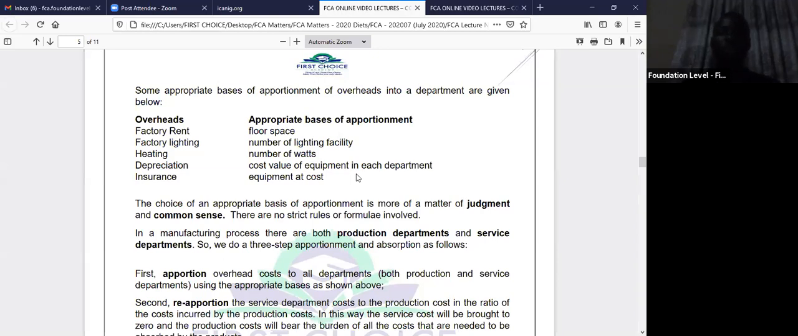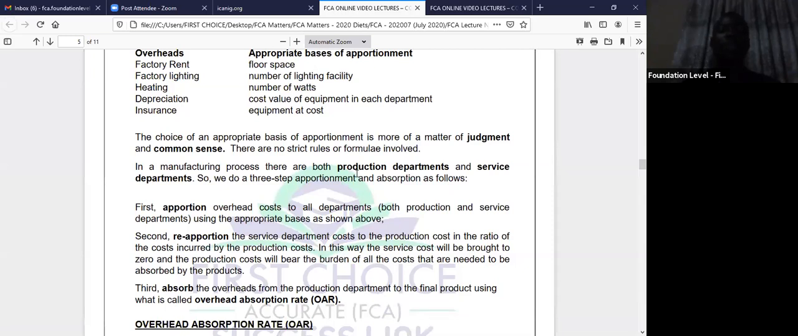So what do we do? We do what they call a three-step approach, which I call the three A's. What are the three A's? First, we apportion. When I say apportion, it means you push it straight to who it belongs. And so for you to be able to push something to who it belongs, you must use good judgment to know which appropriate measure of apportionment you will use to apportion it. Okay? Now you apportion it based on the appropriate basis.